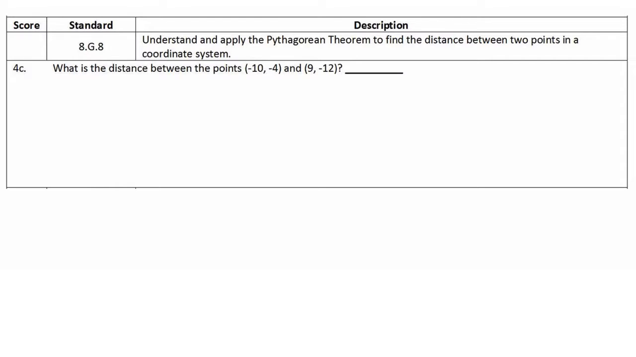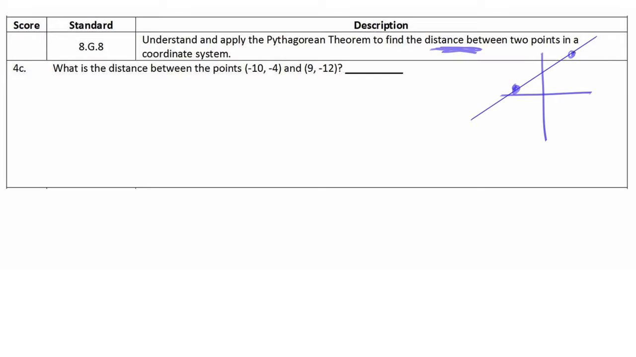This standard asks you to understand and apply the Pythagorean theorem to find the distance between 2 points on a coordinate system. So when it says in a coordinate system, it's talking about a graph. So we have 2 points, for example. We'd have a point over here, and we'd have a point over here, and we'd want to find the distance between those 2 points. In order to do that, we need to know not only the location of those points, but think about a right triangle that could be drawn between them.